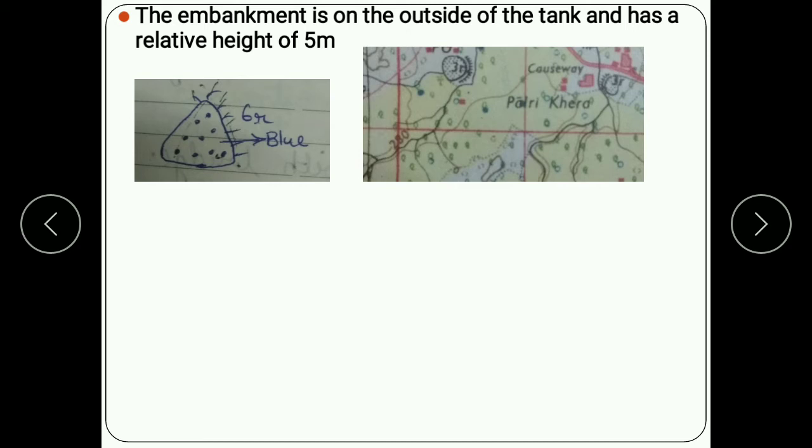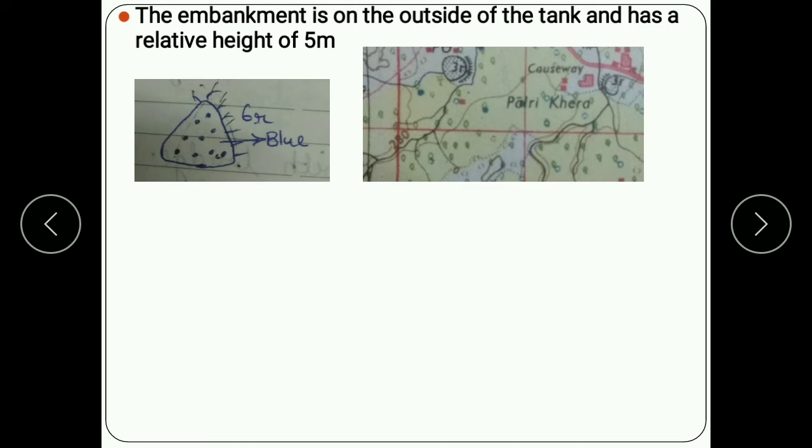So finally you will write your answer that 6r is given, so the relative height of the dry tank is 6 meters. Relative height and relative depths will always be in meters. You can see this clearly in this topographical map, where 3r is given, a dry tank, and an outside embankment is there. So it is depicting that the relative height of the dry tank is 3 meters.